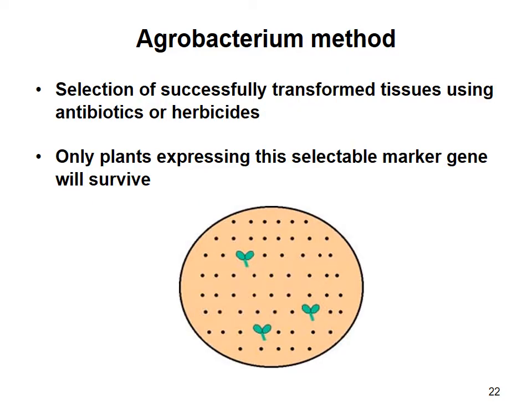Following the gene insertion process into the plant tissues or plant cells, plant tissues are then transferred to a selective medium which contains an antibiotic or herbicide, depending on which selectable marker was used. Then only plants expressing that selectable marker gene will survive, as shown in this figure, and it's assumed that these plants will also possess the transgene of interest. Thus, any subsequent steps in the process will only use these surviving plants.